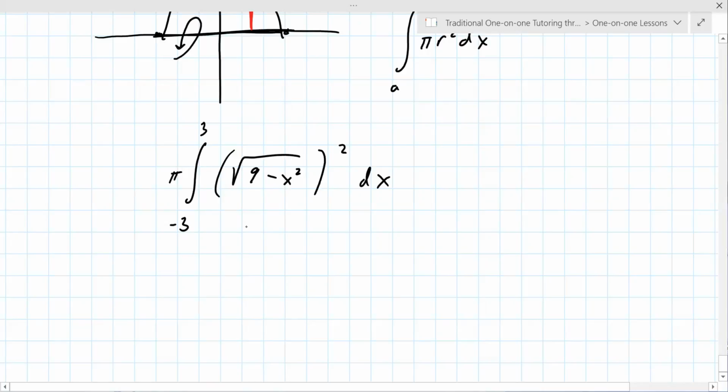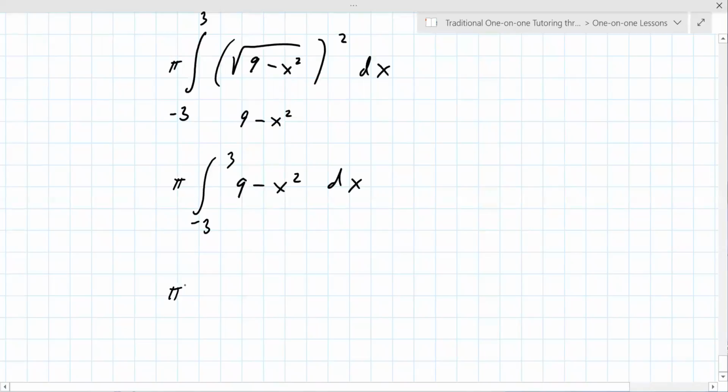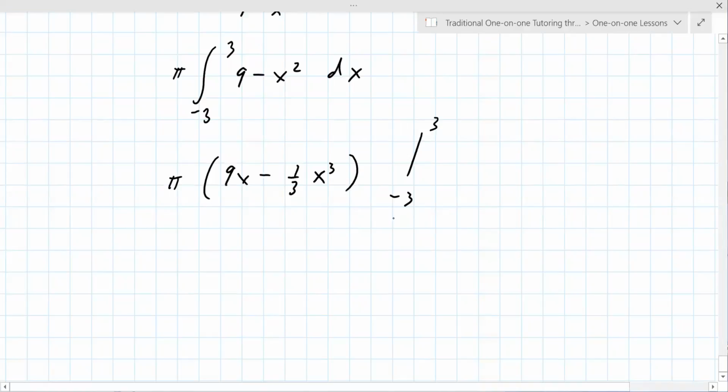So good to square this, becomes 9 minus x squared, and then you're just left to integrating these things. 9x minus 1/3 x cubed. And you evaluate it from -3 to 3. You might at some point start noticing some patterns. This is an odd function. And so you might start noticing some things here. And same thing with even functions. We don't have enough time to dive into that, but if you do a bunch of these, you start seeing stuff like that.